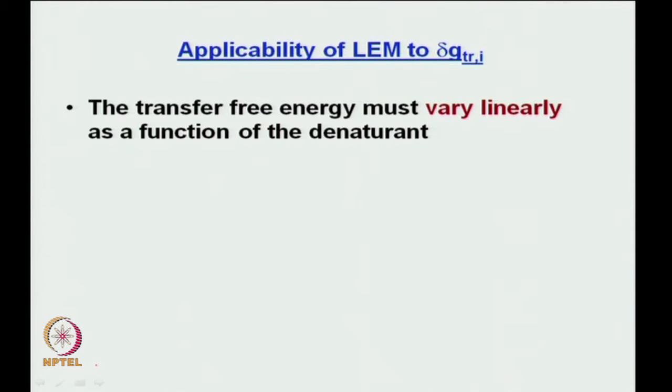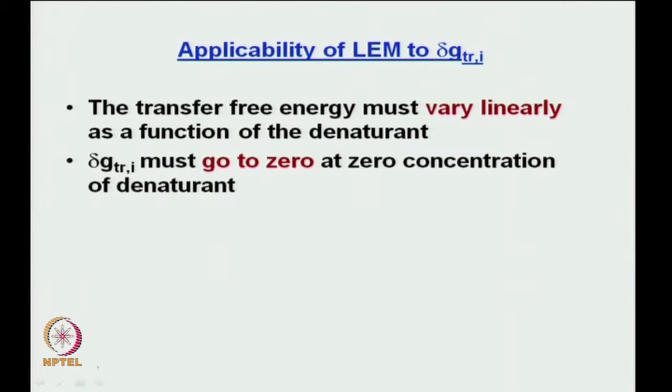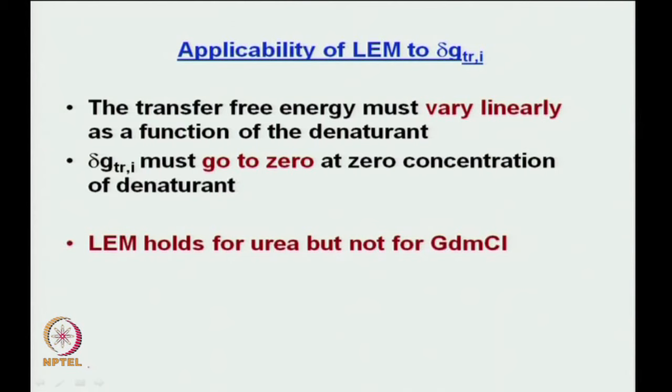Now, the delta G transfer must go to 0 at 0 concentration of denaturant, okay, but this does not happen for guanidine hydrochloride. So, then what we can say is the linear extrapolation method holds for urea, but not for guanidine hydrochloride. This is a proof of that.